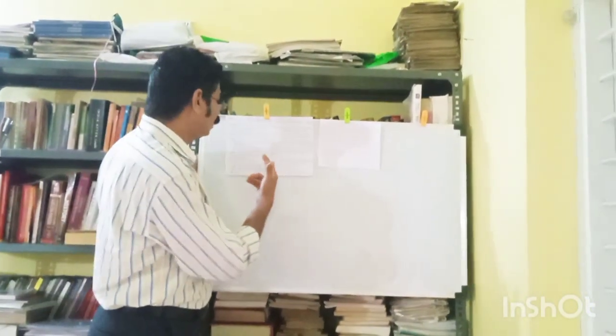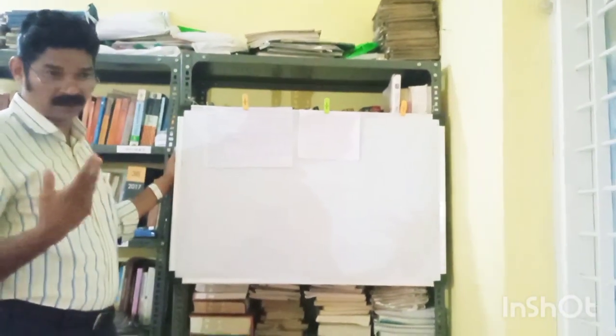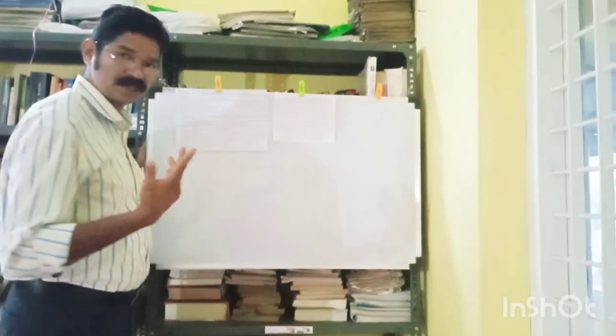Next one is forgery. Sometimes a historical work was a fake document. So the research scholar has to identify it.